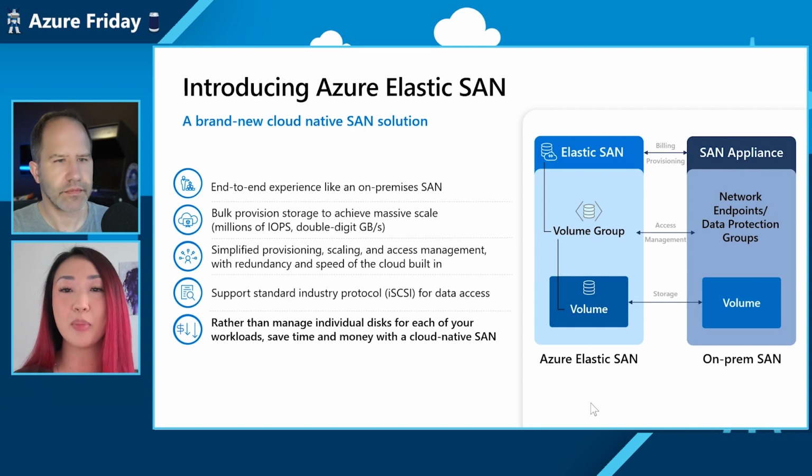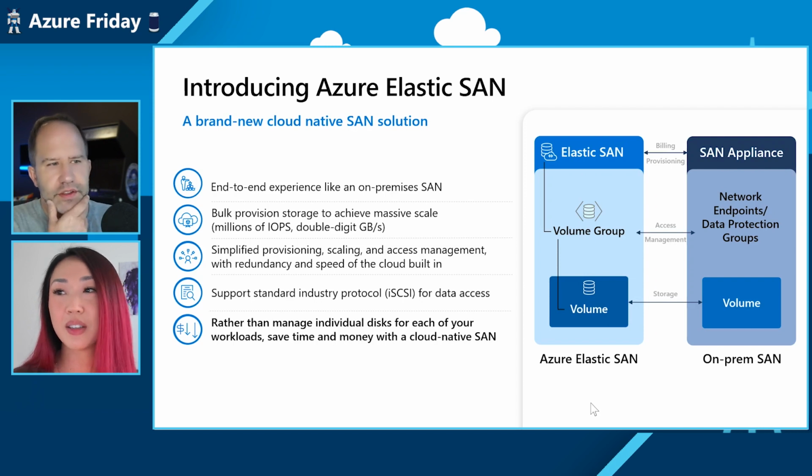You can see our top level is the SAN itself. And then right below that is where the management happens. So at the volume group level, you can group volumes together and apply different configurations like security configurations, networking configurations, and data protection. And then at the bottom, we have the actual volumes themselves.